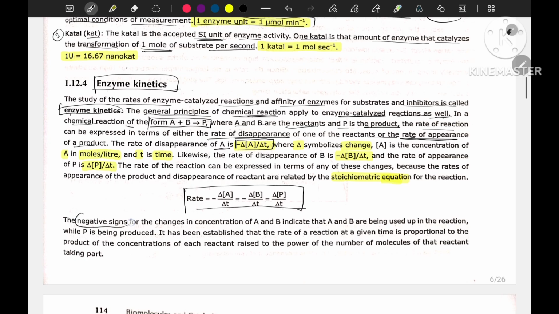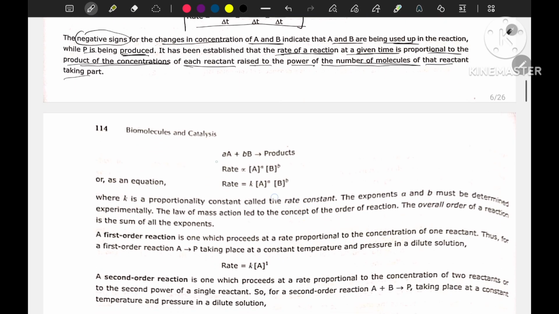The negative sign for the change in the concentration of A and B indicates that A and B are being used up in the reaction while P is being produced. It has been established that the rate of reaction at any given time is proportional to the product of the concentration of each reactant raised to the power of the number of molecules of that reactant taking part.